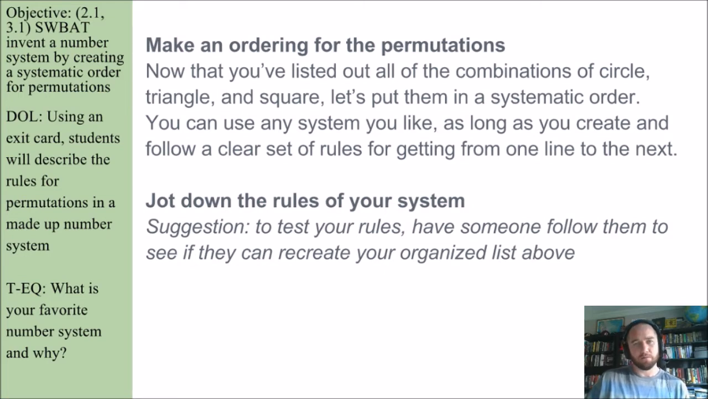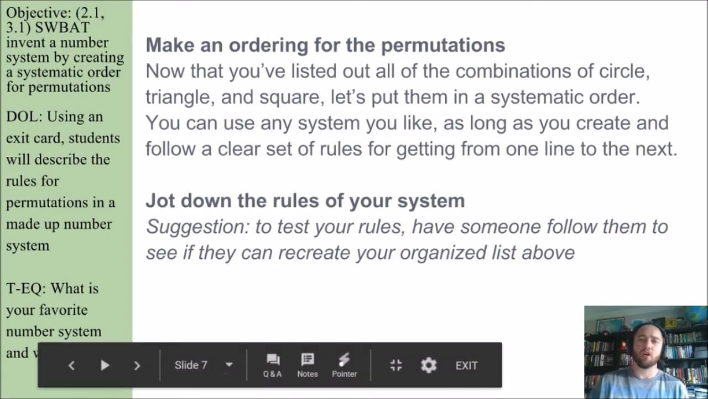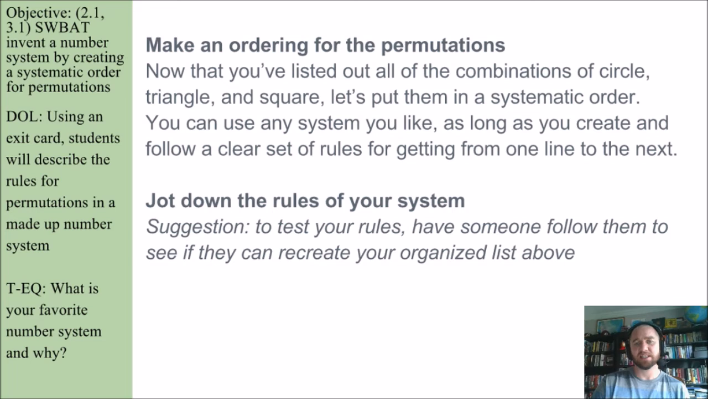Make an ordering for the permutations. Now that you've listed out all of the combinations of circle, triangle, and square, let's put them in a systematic order. You can use any system you like as long as you create and follow a clear set of rules for getting from one line to the next. It's another name for a set of rules. Jot down the rules of your system. I suggest, to test your rules, have someone follow them to see if they can recreate your organized list.